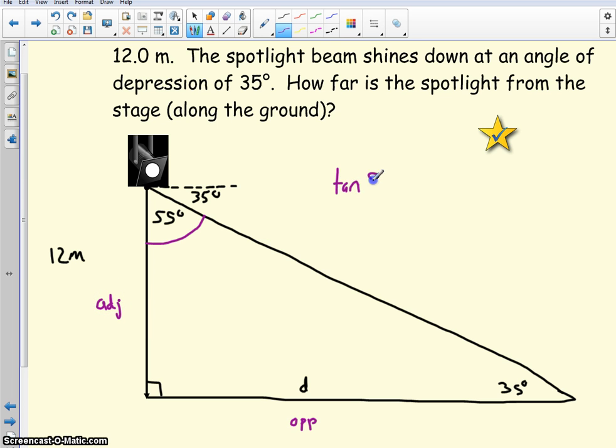So tan of 55 degrees is D over 12. Okay, quick multiplication of both sides of the equation by 12 should give me an answer of 17.1 meters. Okay, so that's our first word problem there with trig. Let's give another one a try.